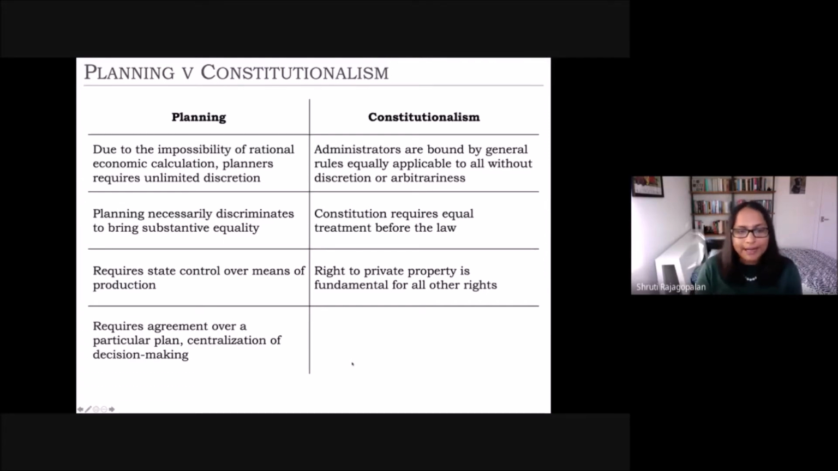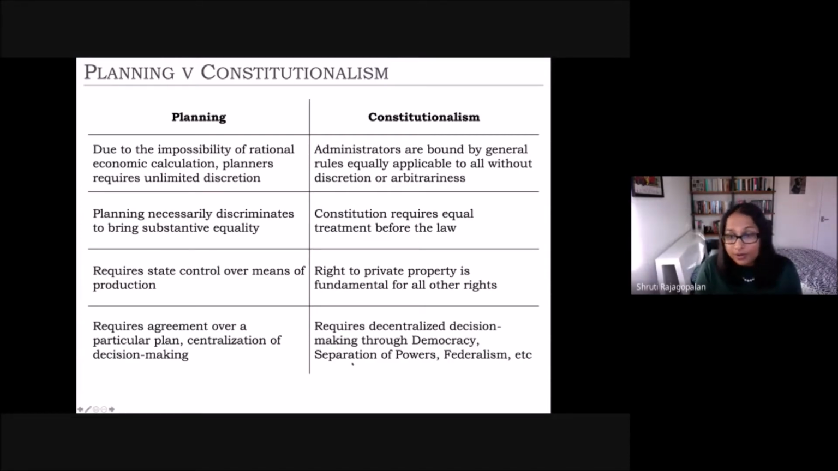And finally, planning requires a high degree of agreement or centralization on a particular plan, right? This is our goal. We're going to abolish zamindari, or we're going to have a land ceiling, or we're going to have MRTP, which is control of monopoly practices, and so on and so forth. Whereas constitutionalism requires decentralized decision-making, right? We have checks and balances on this kind of centralization. Democracy in itself, through the operation of parliament, is bicameral, and you know all those checks and balances. There's separation of powers between the executive, the legislature, and the judiciary. And there's also a vertical check on powers through federalism, right?